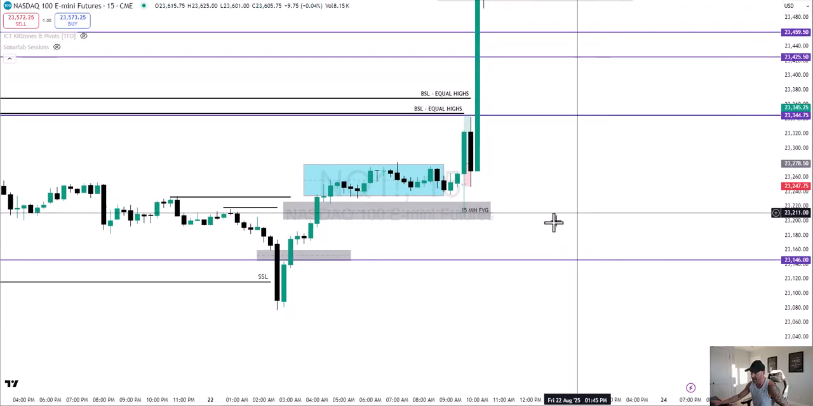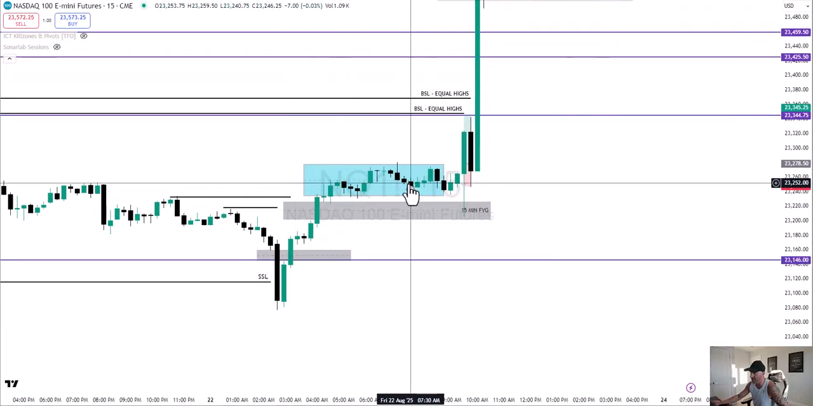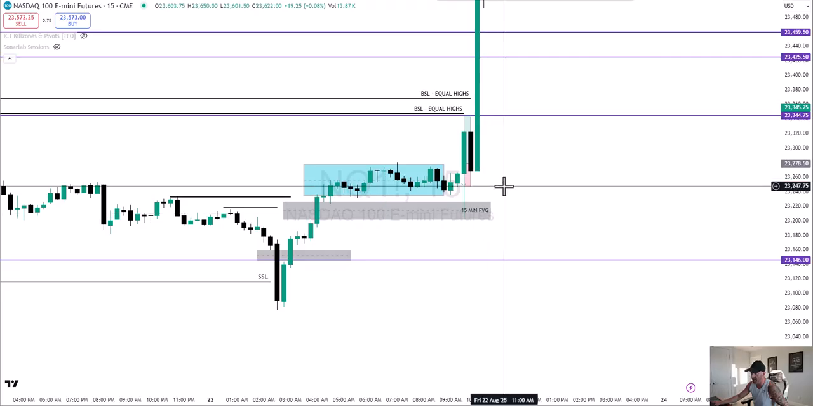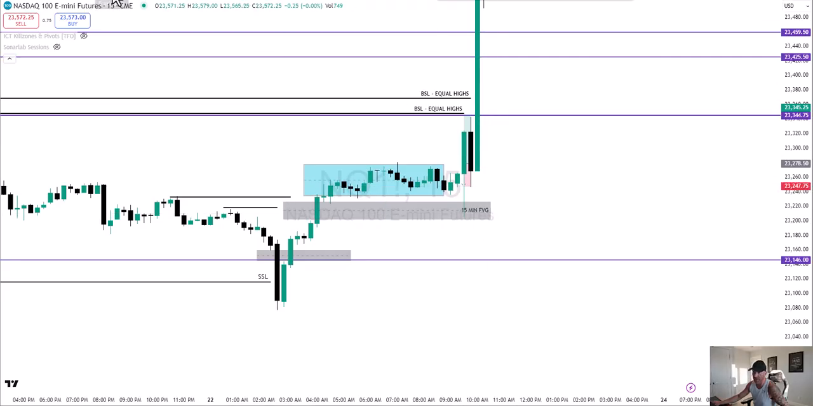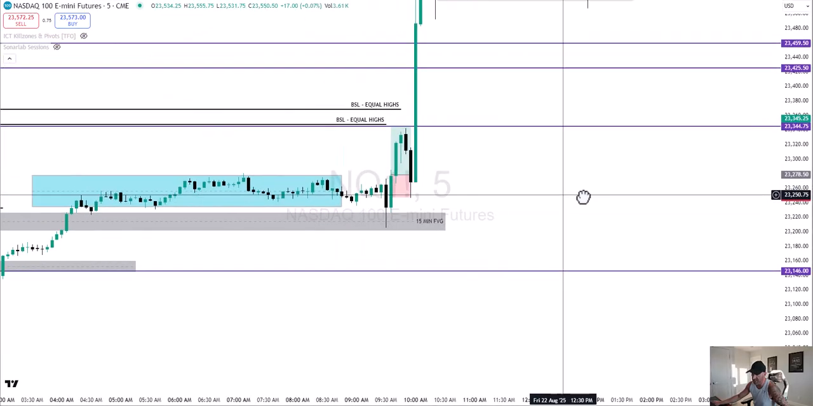Okay, so how are we going to get an entry? So now we have our accumulation. We have a 15-minute imbalance. We see price manipulate down. Let's go down to the 5-minute, right? You can see price manipulate down.